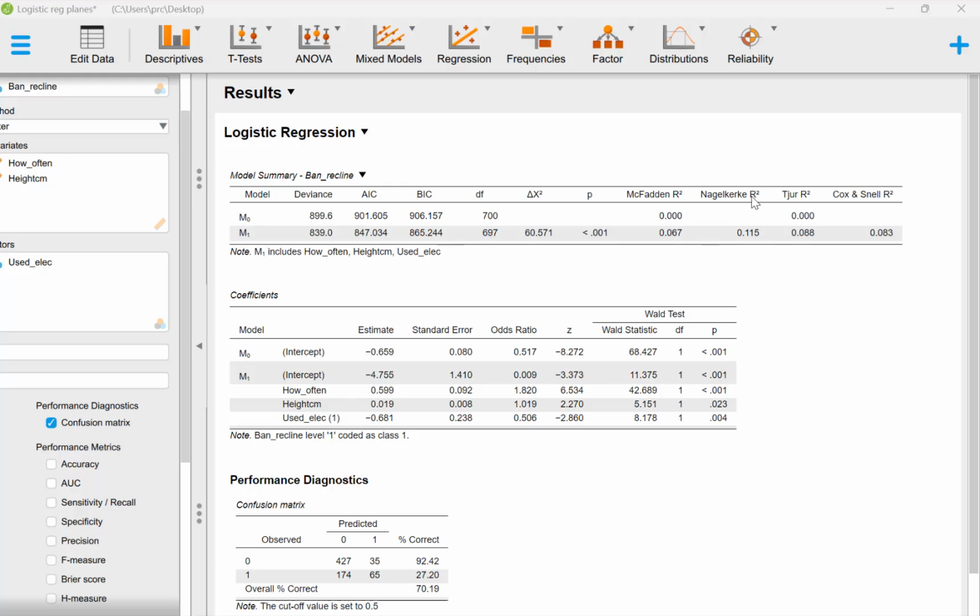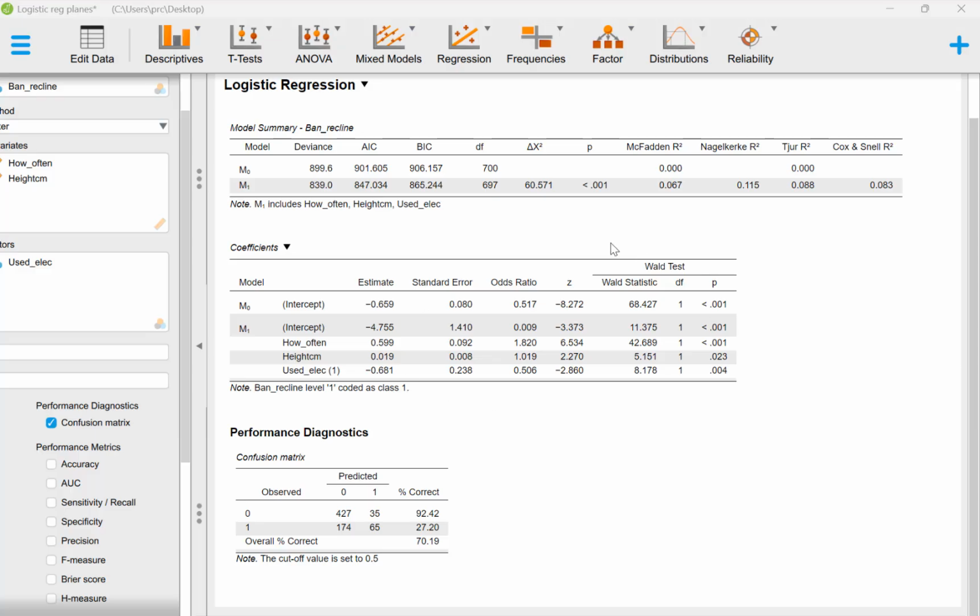We also have 4 pseudo R-squared values. I am not a big fan of these. I think they make people think about logistic regressions in a funny way that I don't think is very sensible. We've got McFadden, Nagelkerke, Tjur, and Cox and Snell. I would recommend reporting probably one of these 3. I tend to avoid Nagelkerke. As you can see, it's a lot higher than the other ones. It tends to be quite optimistic. McFadden and Cox and Snell generally are the 2 I tend to report.